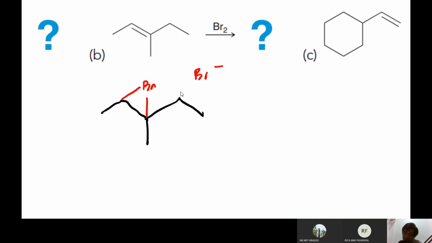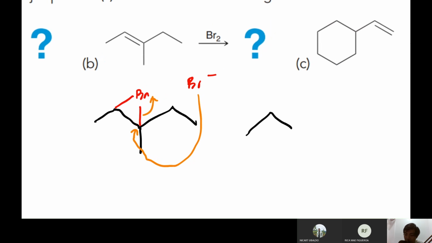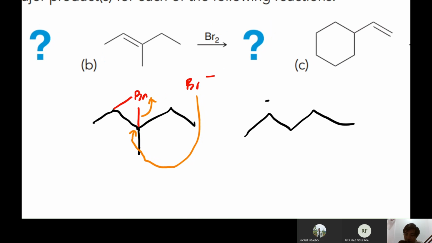Saan ko kaya siya pwede ilagay? Kahit saan. Kung gusto ko atakihin to sa ilalim, mapuputol yan. Then ano mangyayari? Yung Br ko, mapupunta siya sa taas. Then ano mangyayari dito sa Br? Nasa baba nito. Tapos yung CH3 mapupush pataas. So ganun lang. Plus, of course, the enantiomer. Kapag ito nasa baba, ayun naman yung nasa taas.